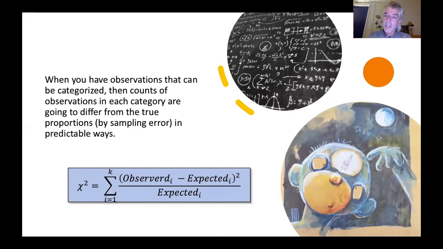But what the smart statisticians have figured out is that if we calculate a value like this, observed minus expected squared divided by expected summed across all of the categories, then this calculated value, this test statistic, follows some really predictable patterns that can allow us to calculate what the probability is of getting test statistics of certain values.